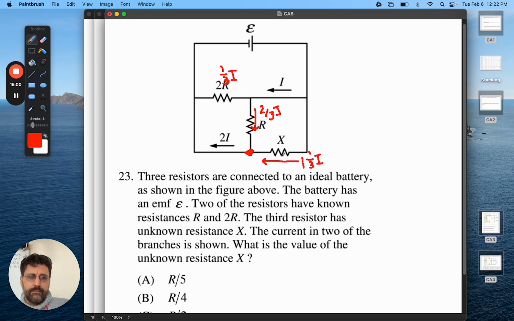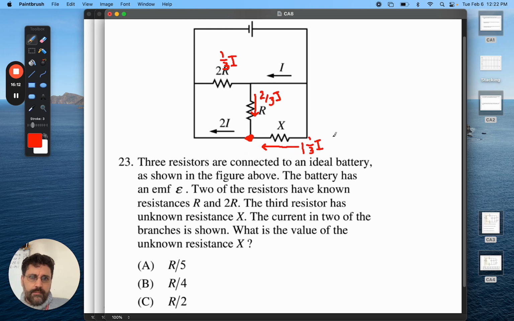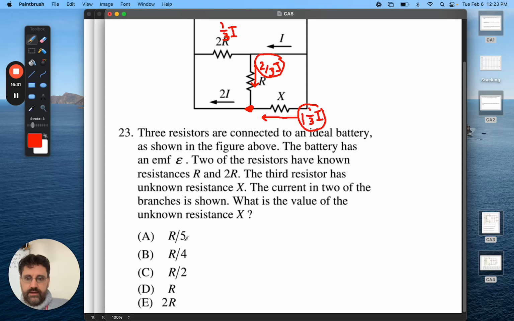Because this is getting more of the current than any of the other ones, we know it has the lowest resistance out of any of them. I'm trying to remember where I proceeded from here. Basically, if this is 2/3 and this is 1 1/3, which is effectively 4/3, because this has twice the current of this, it must be half the resistance, and so the answer ought to be R/2.